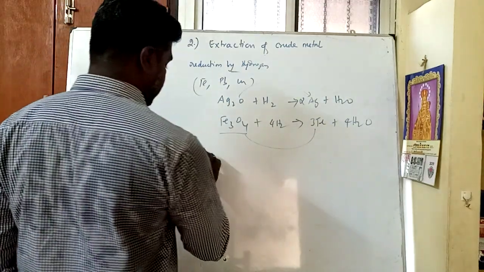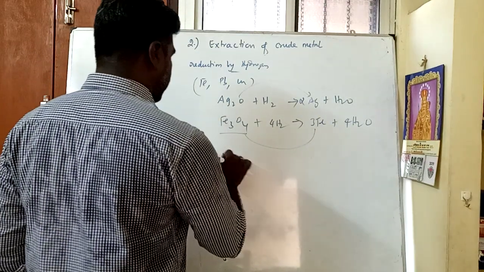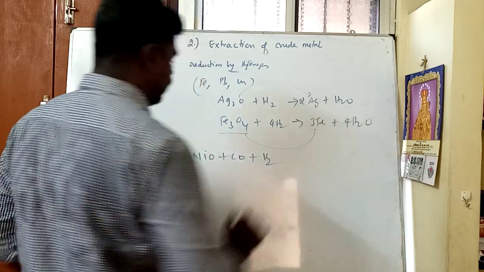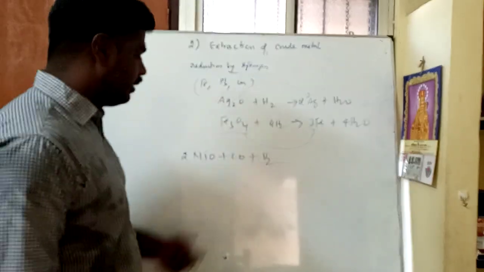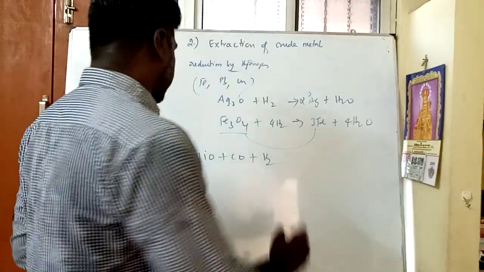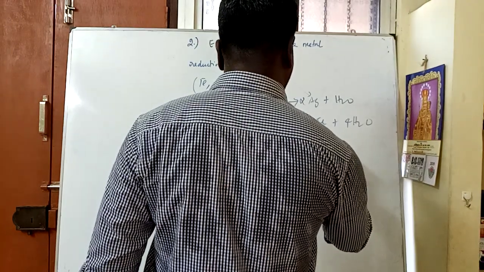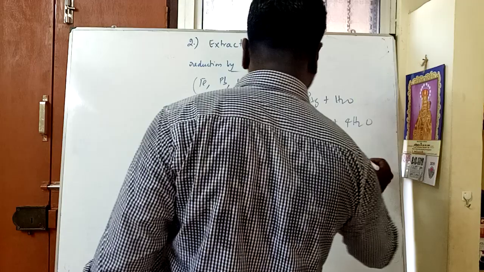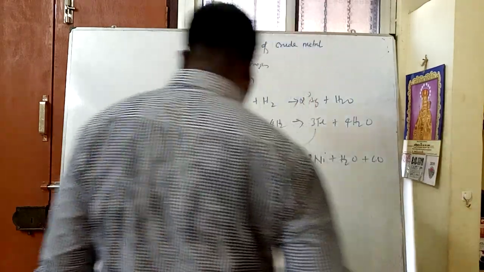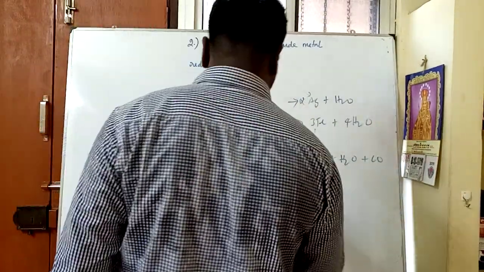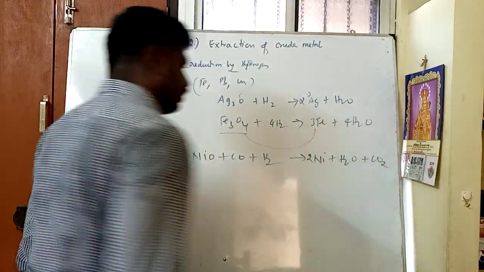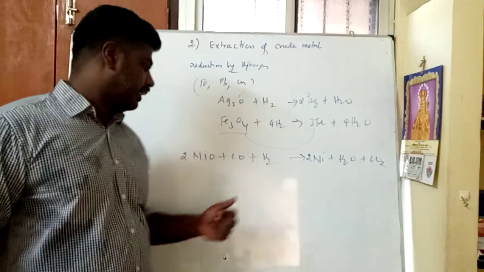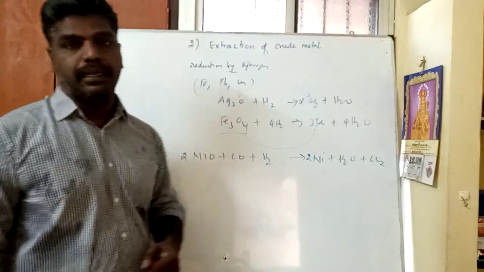For example, let us take nickel oxide. Nickel oxide is reduced with carbon monoxide and hydrogen, which we call water gas. What happens? Nickel is obtained plus H2O plus carbon dioxide. So this is called water gas, and nickel oxide is reduced to nickel.